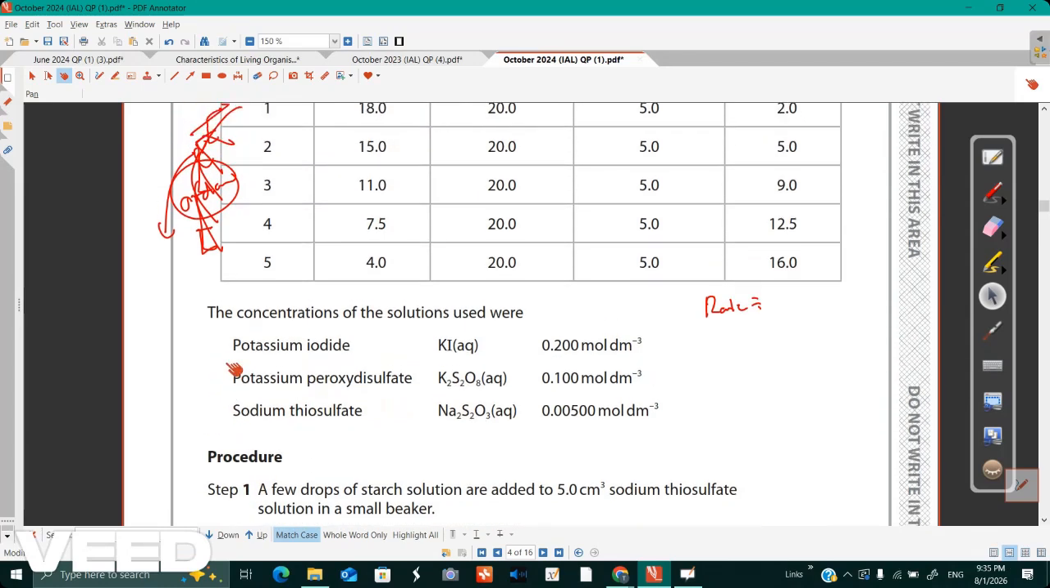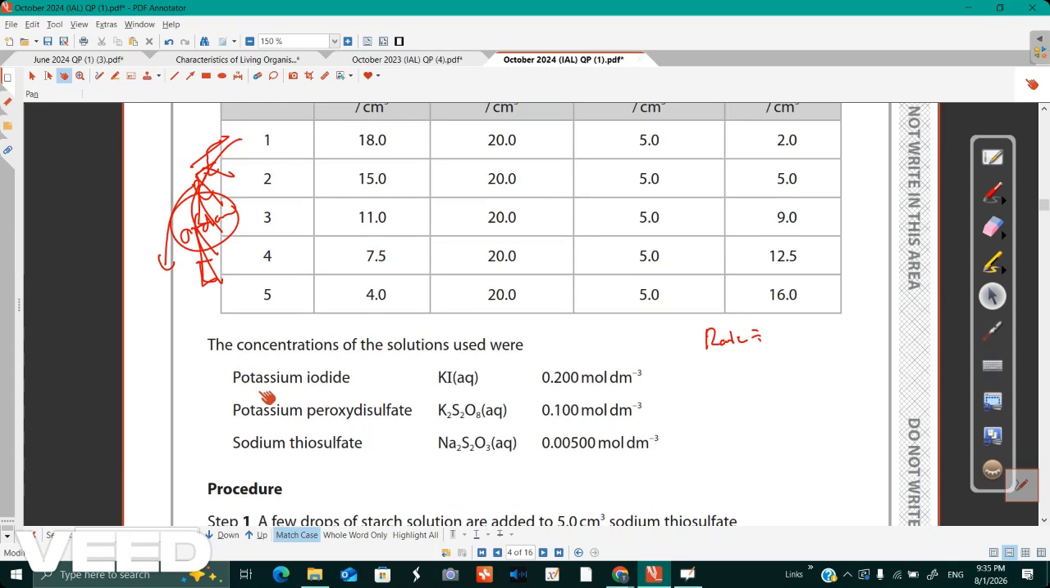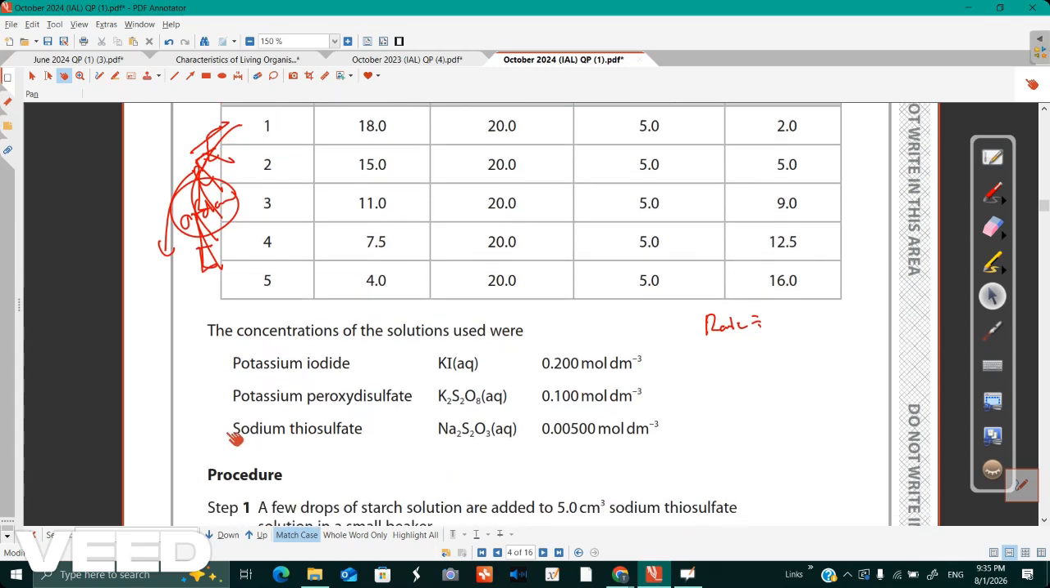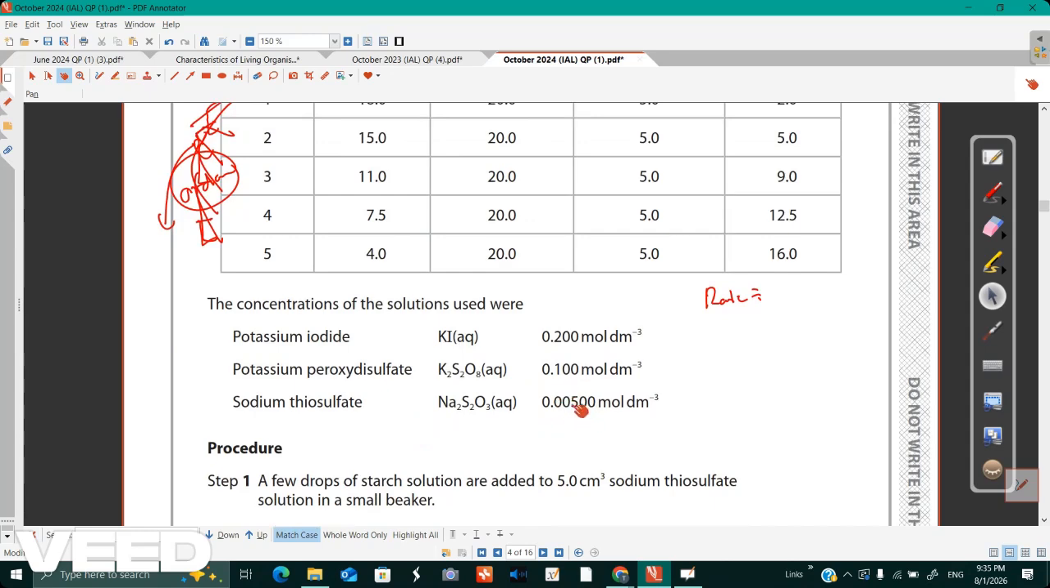When you look at the concentrations, you can see a high concentration of potassium iodide is given. Potassium peroxydisulfate is at a higher concentration compared to thiosulfate. So, you know, thiosulfate is at low concentration. That is why it becomes the limiting reagent, right? Otherwise, before thiosulfate ends, the potassium peroxydisulfate will become more. So you have to make sure the concentration of sodium thiosulfate is lower, must be limited.